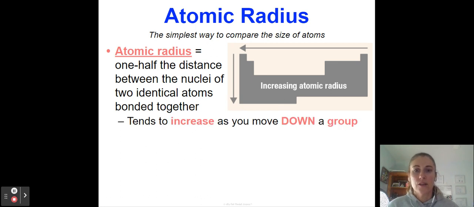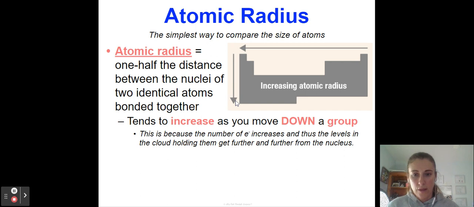So it tends to increase as you go down the group. And the reason for this is because the number of electrons increases. So as we go down the group, the number of electrons increases, and also the energy levels increase. So if you think about every time we go down one of these periods, we're going to add an energy level. And as we're adding energy levels, that means there's more distance between that nucleus and those outer electrons. And so the radius gets bigger.